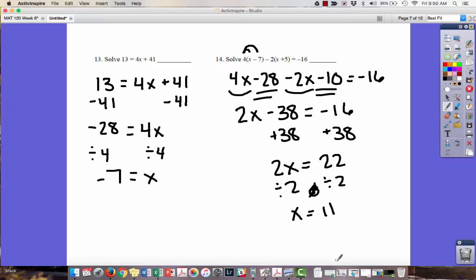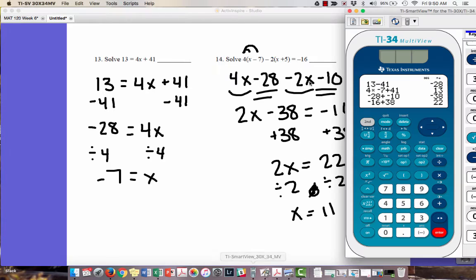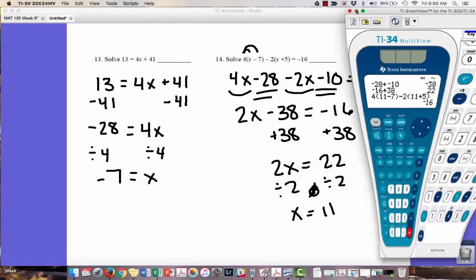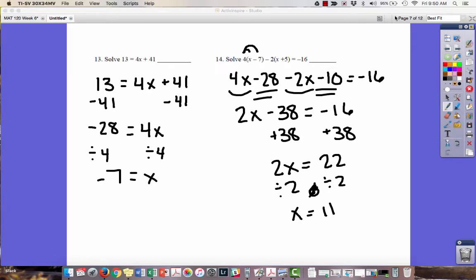Now, if you want to do that checking part, you could always type in 4, and then wherever it says x, I'm going to put 11. So I can say 11 minus 7 minus 2, 11 plus 5. All I'm doing is typing it in, but wherever it says x, I'm saying x is 11. Now, if I hit enter, I should get negative 16. And that's how you know you have the right answer. So you can always check it that way.